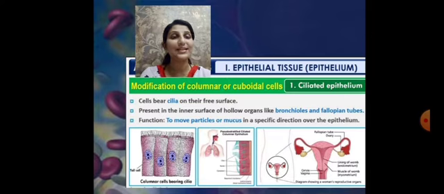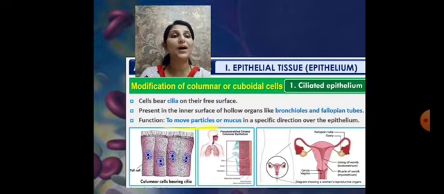It is present in the inner surface of hollow organs like bronchioles and the fallopian tubes. Bronchioles are part of the respiratory system and fallopian tubes are part of the female reproductive system. So in these two regions, the epithelium is lined by cilia and such epithelium is called a ciliated epithelium. What can be the function?